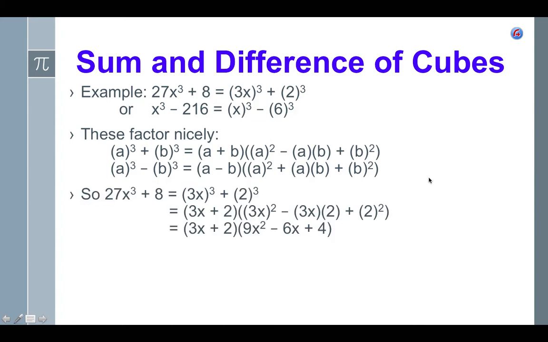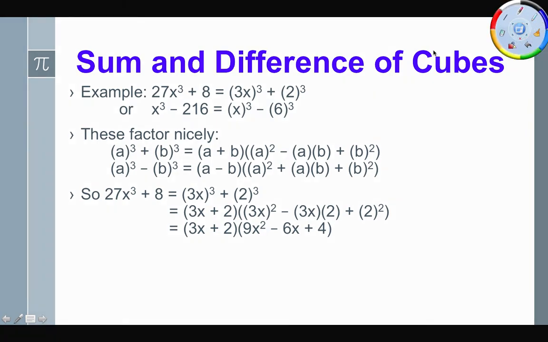So what does that mean for our first cubic that we had up there, the 27x cubed plus 8? Well, we know that that is 3x cubed plus 2 cubed, which means our a, if you were to label this according to the letters that we're giving things here, we could call this a, and we could call this b. We have a cubed plus b cubed, so we could follow the first formula. So my a is 3x and my b is 2, so my first factor is 3x plus 2, and then we have to fill in the other piece.